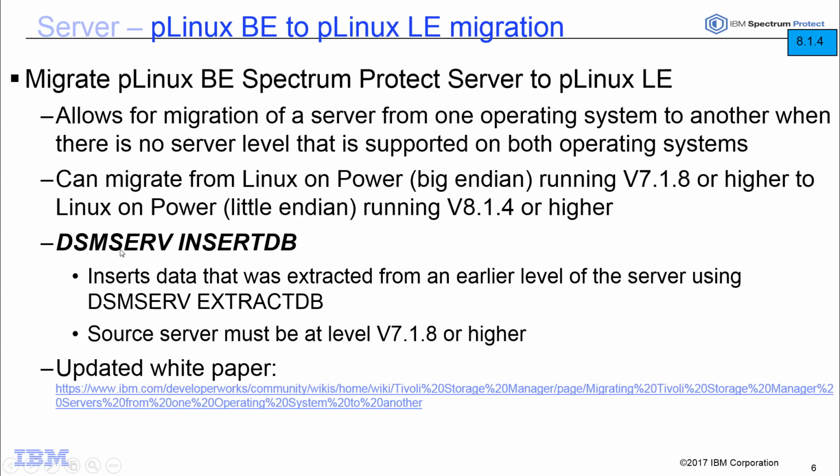And this will be done with the dsmserv insert db, which occurs after you've run the dsmserv extract db on the original Big Endian server. This is our normal extract db, insert db command that we've used for other migrations, but we have updated our white paper to reflect these Big Endian, Little Endian migrations.